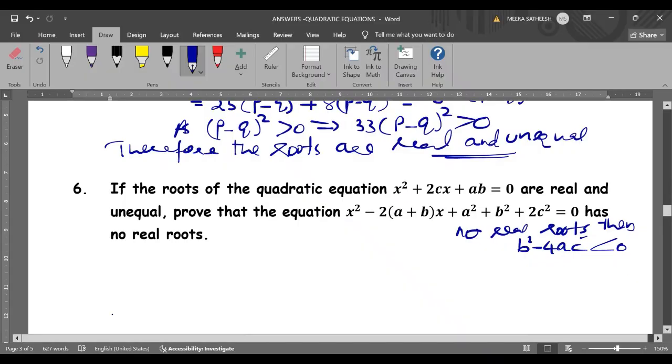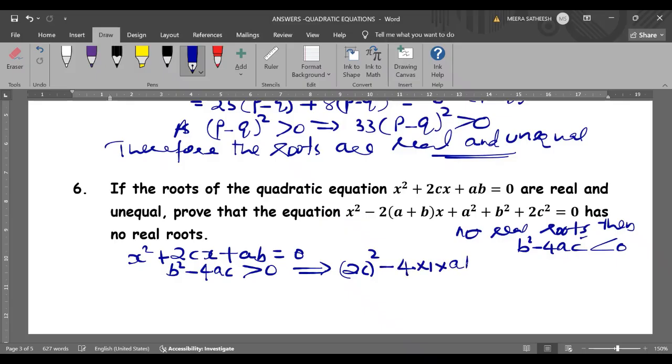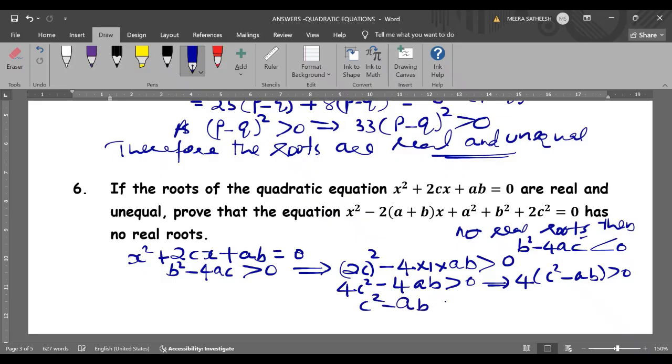So first, let us consider the quadratic equation x square plus 2cx plus ab equal to 0, given that the roots are real and unequal. That means b square minus 4ac greater than 0. So let us find b square minus 4ac here. b square, 2c the whole square, minus 4ac, 4 into a is 1, c is ab, greater than 0. So 4c square minus 4ab greater than 0. 4 is common, so 4 into c square minus ab greater than 0. Send 4 to the other side. So c square minus ab greater than 0. We got a condition here.